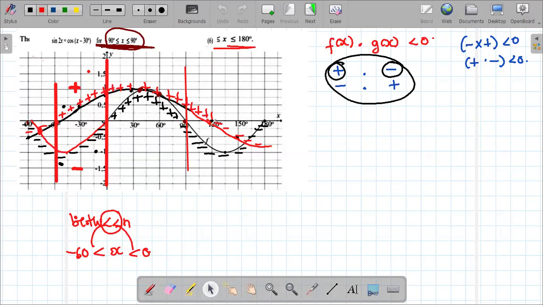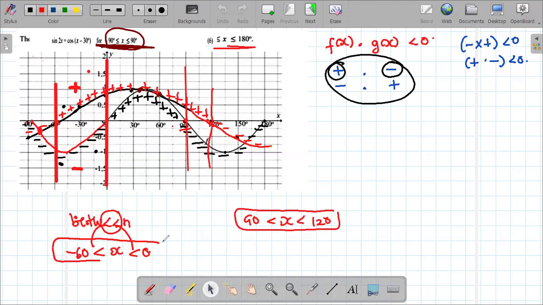Where else again? I'm gonna look where the other one is positive, the other one is negative. But from here, from positive 90 until 120, that's why both of them are having different sign. So x is between 90 and 120. I am done. That's your two answers.